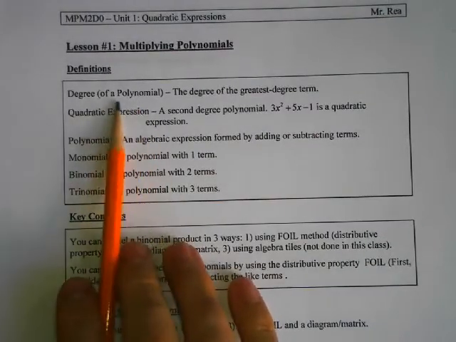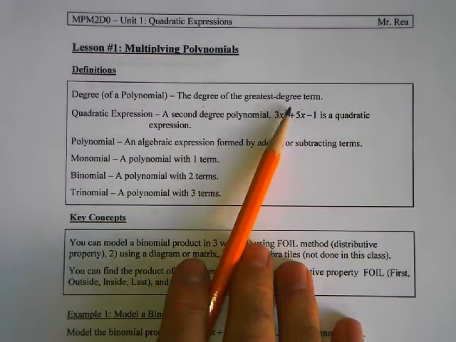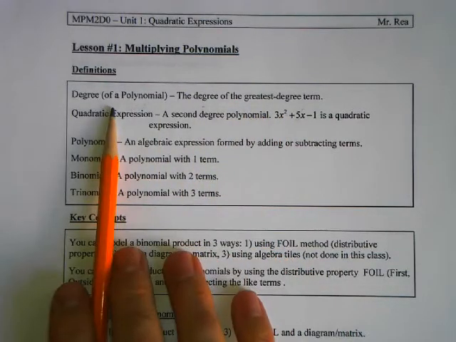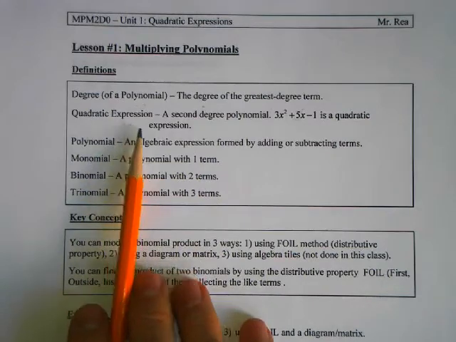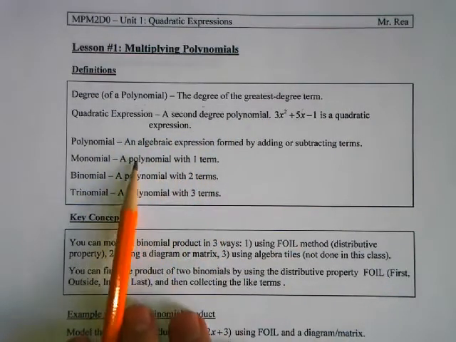So the degree of a polynomial is the degree of the greatest degree term. Remember, you take each term, figure out its degree, and then you take the biggest number of all the terms. And that's the degree of the polynomial. A quadratic expression, remember, is a second degree polynomial. We call that a quadratic expression.